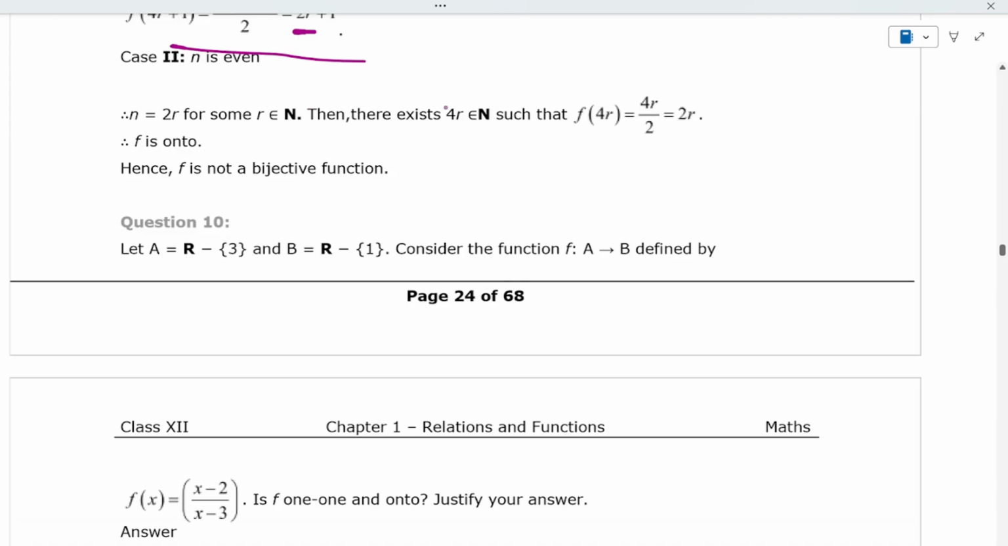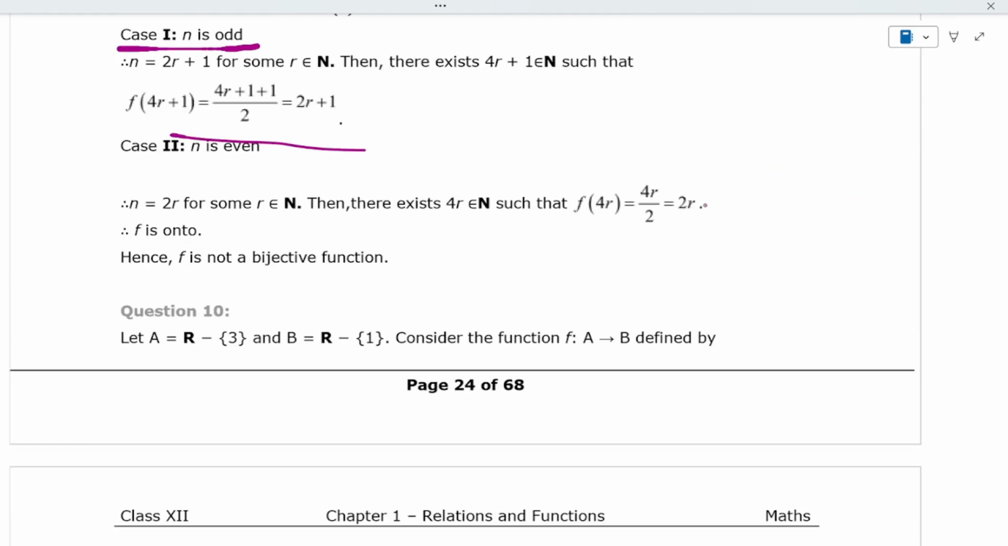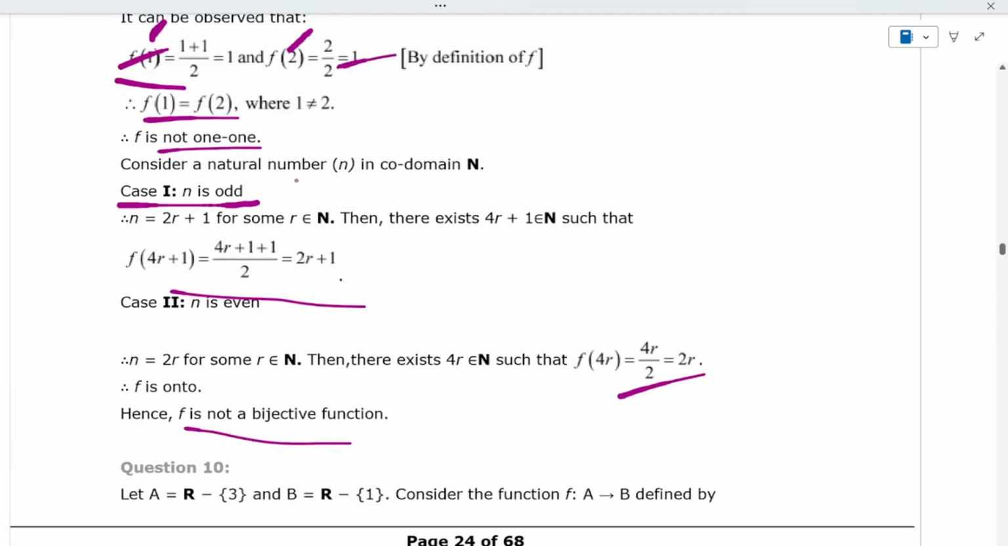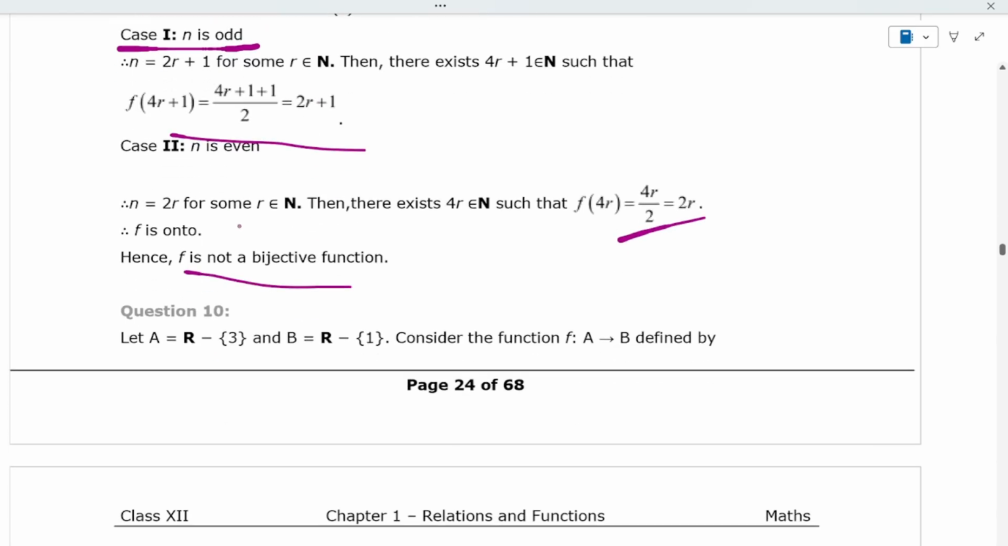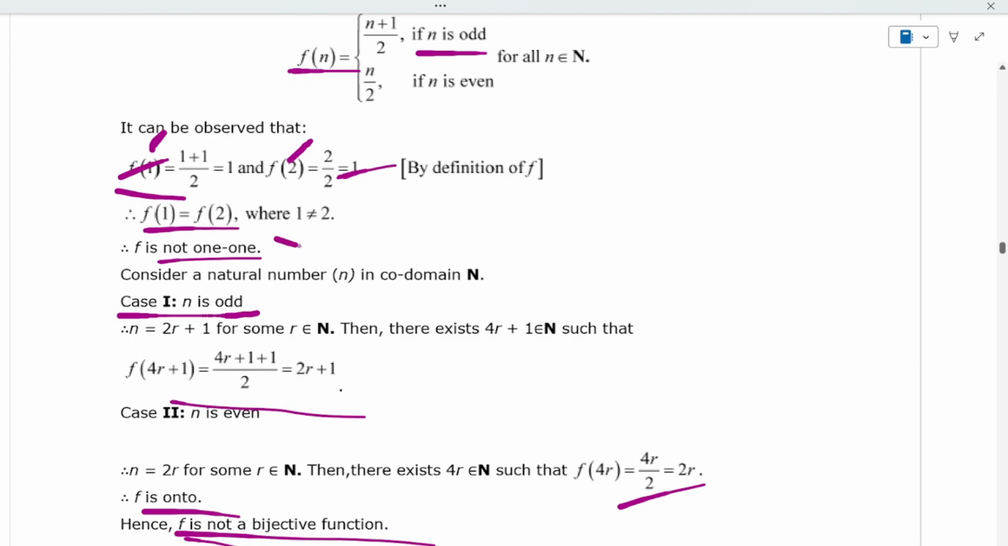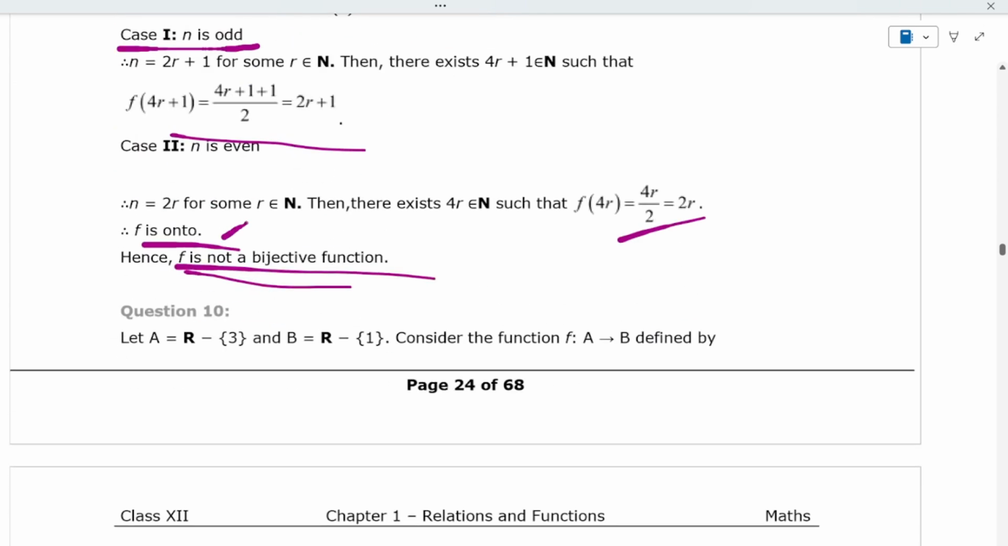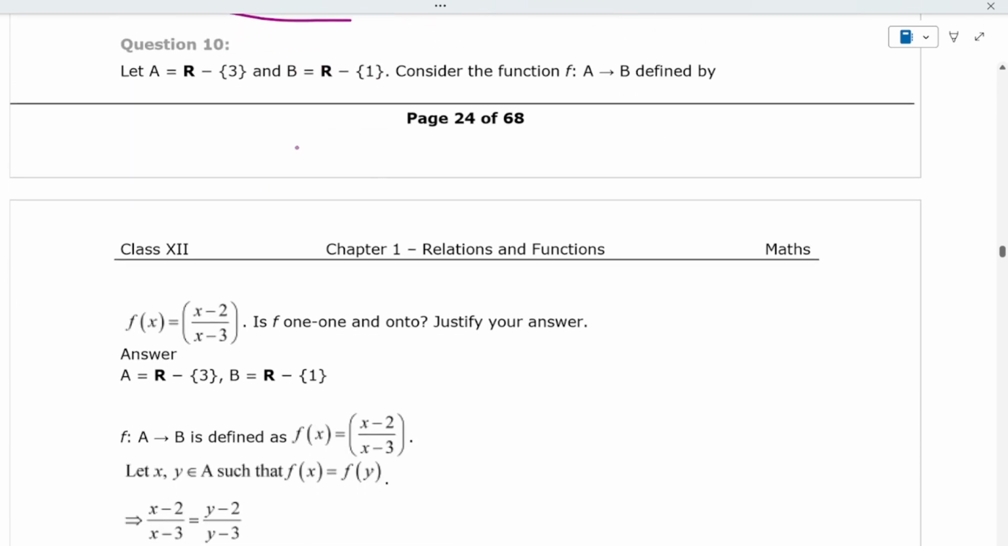Here for even it will be 2r, because 2 multiples are even, right? 2 into 1 is 2, 2 into 2 is 4, 2 into 3 is 6, 2 into 4 is 8. The same way you have to do. 2 multiples are even, so we say that it is 2r. So it is not one-one, but it is onto, so it is not bijective. Because one-one has failed, but onto is agreed, so it is not bijective.